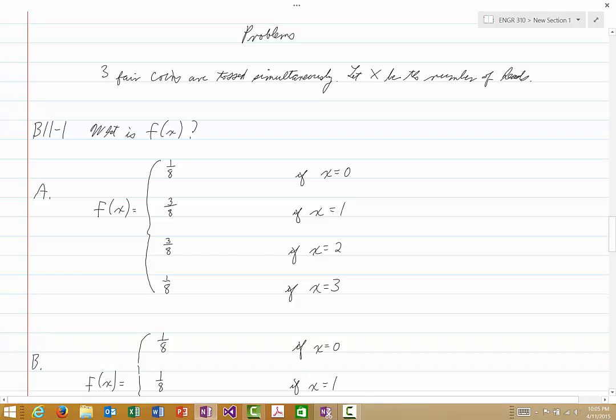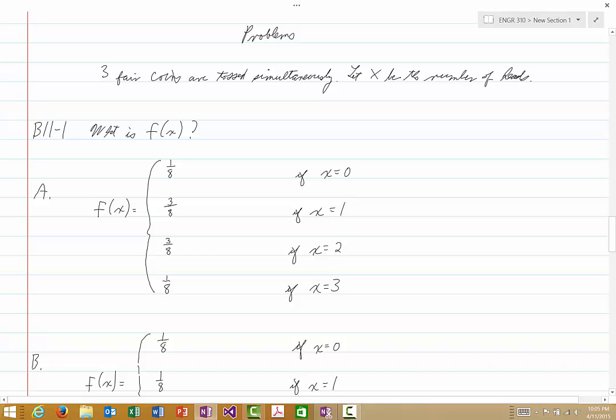So 3 fair coins are tossed simultaneously. Let x be the number of heads. And so x is clearly a discrete random variable because it could only assume the values of 0, 1, 2, or 3. If you toss 3 coins, you could either get 0 heads, or 1 head, or 2 heads, or 3 heads. Those are the only 4 possibilities that you have.